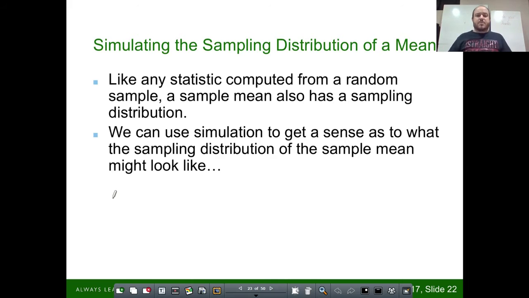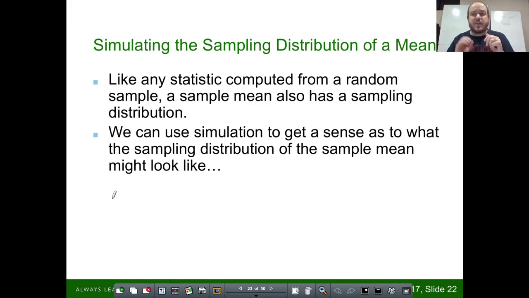Like any statistic computed from a random sample, a sample mean also has a sampling distribution. We can use a simulation to get a sense as to what the sampling distribution of a sample mean might look like. What is this saying? It's saying, hey, just like how if we went out and took a sample of a bunch of people, we would expect the proportion of them to not be the exact true proportion, but it could be anywhere near it, and it's going to be close to exact, and the further we get away, the lower the probability of that happening. It's saying you get the same thing here.